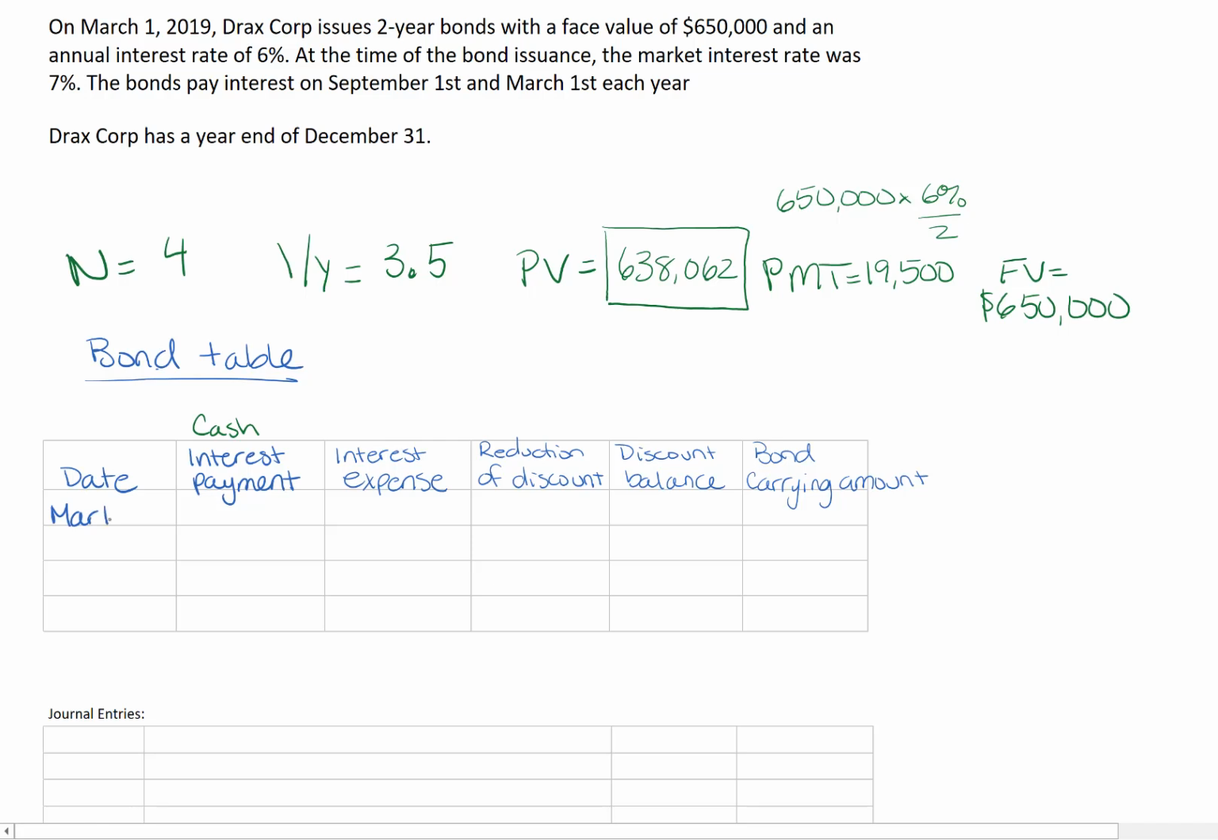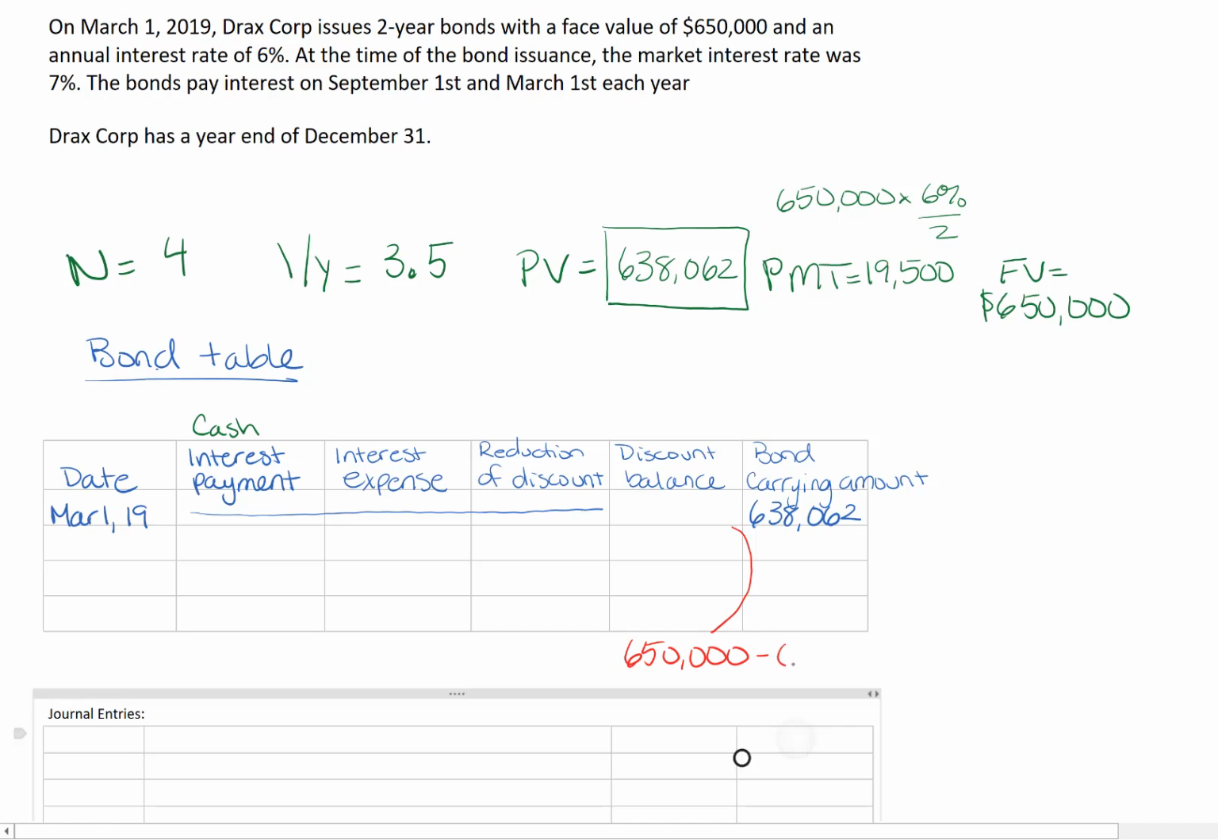On March 1st, when we first issue the bonds, we put our present value, or the amount that we are receiving for our bonds, the cash amount, in the bond carrying amount. So that's the $638,062. That PV is going to get put into that bond carrying amount column. The discount balance is going to be the difference between the $650,000 and the PV that we have calculated. So $650,000 minus $638,062. On March 1st, 2019, our discount balance is sitting at $11,938.